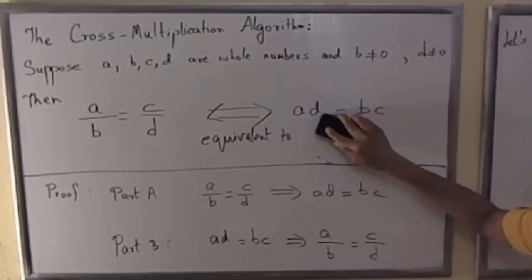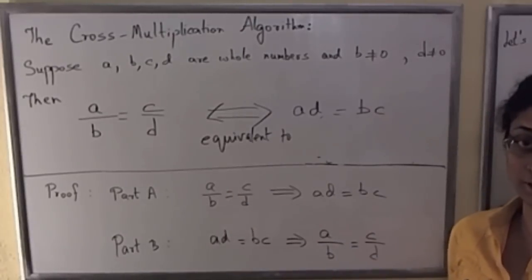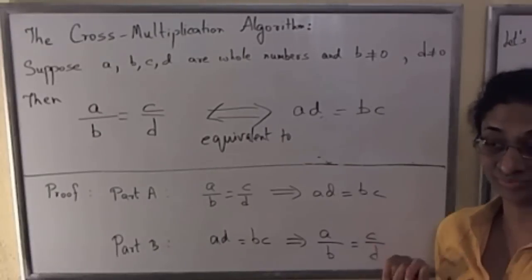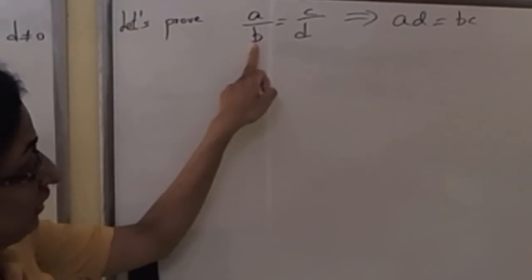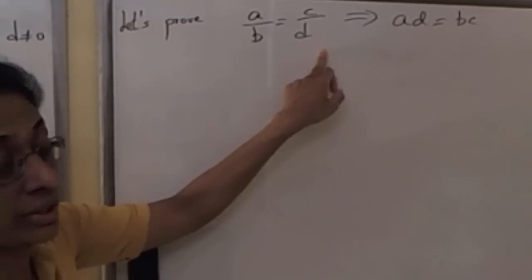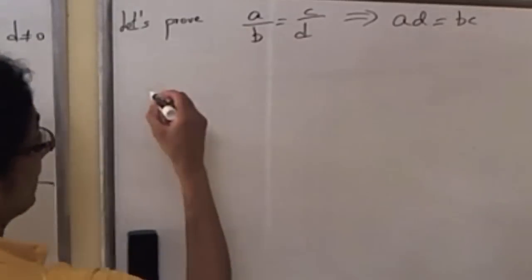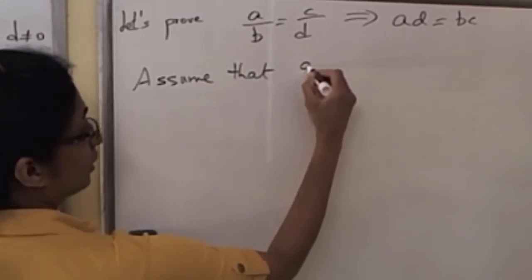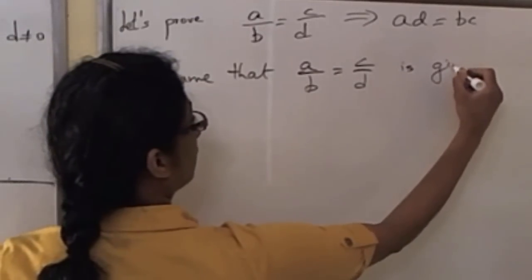Now we're going to supply a proof that will hold true for any numbers. So let's move on and work with part A of the proof right now. So let's prove this. We're going to assume that A, B, C, D are whole numbers and these denominators are not 0, and we're going to assume A over B equals C over D. Starting with that equation, we will arrive at this equation. So let's write, assume that A over B equals C over D is given.